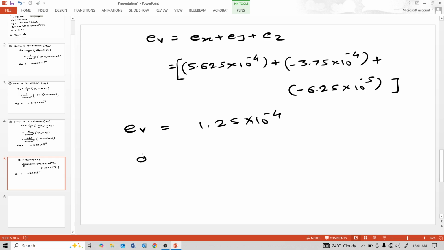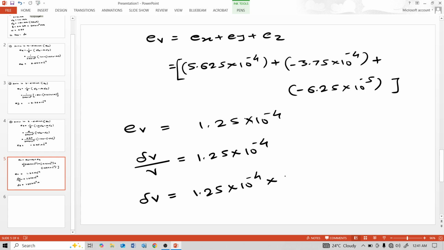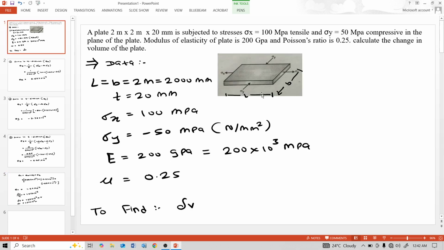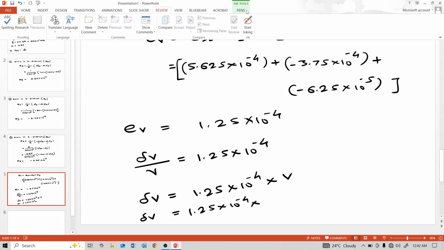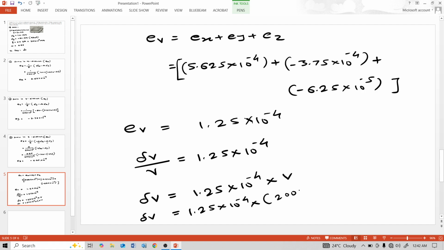Volumetric strain is nothing but the change in volume to the original volume, equal to 1.25 into 10 raised to minus 4. So the change in volume is equal to 1.25 into 10 raised to minus 4 into the original volume of that plate. Original volume of that plate is length 2000 mm, breadth 2000 mm, thickness 20 mm, so original volume is L into B into T, 2000 into 2000 into 20.